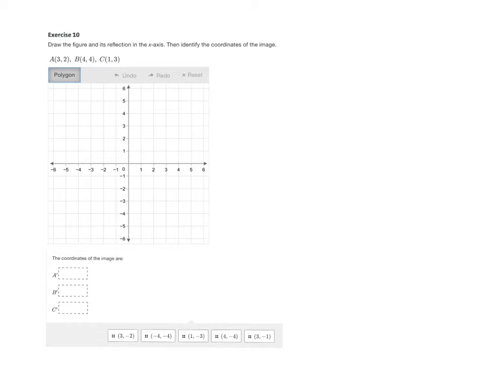So 3, 2 would be over 3 up 2, about right there. And I'm going to label this A. And then I've got B, which is 4, 4. Over 4, up 4. There's my B. And C is 1, 3. And I'll label that C. And what we have here is a triangle. Okay. So now, identify the coordinates of the image.